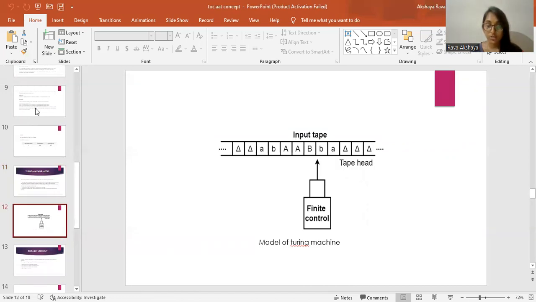Here is a model of a Turing machine where we can see an input tape and a tape head on the right of the diagram. And for the input, we have a finite control.